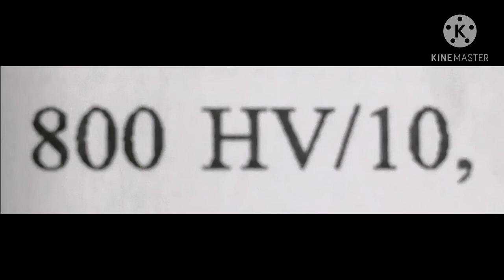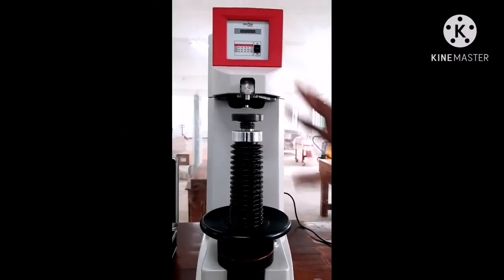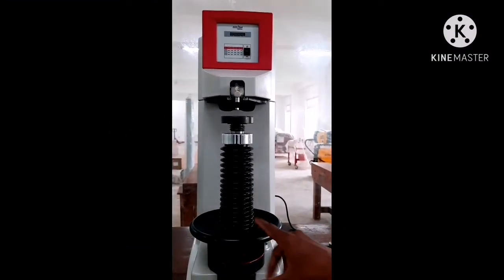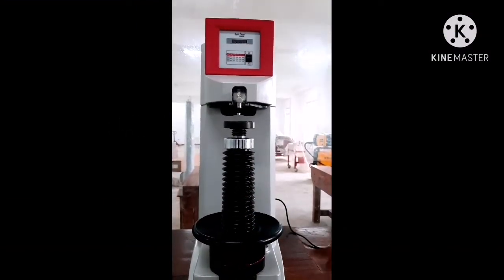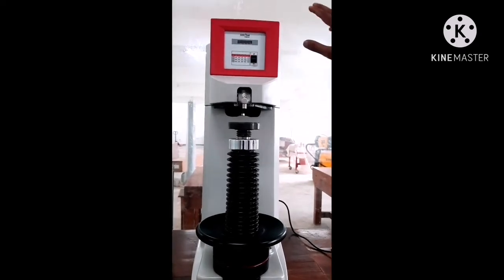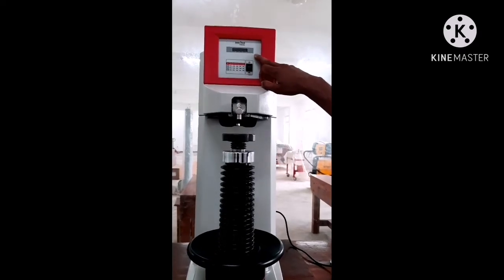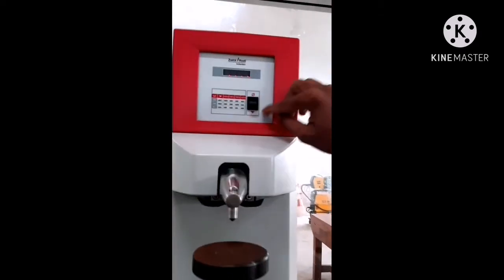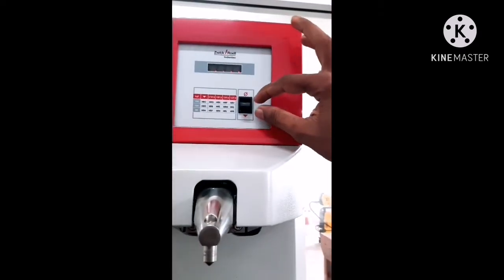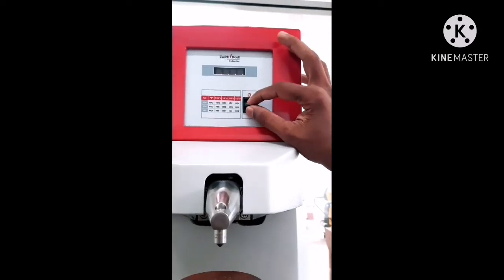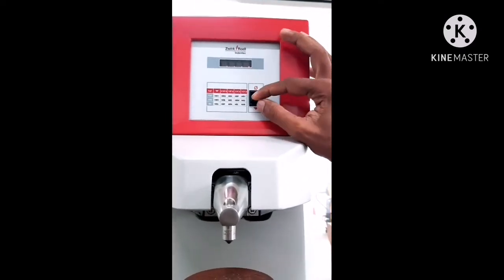Okay, now let's start the practical for the Vickers hardness test and the Rockwell hardness test. This is the Rockwell hardness test machine. Here, we can see the different parts of this machine. If we look at the top, there is a 4-digit LED display which is used to display the measured hardness result and to monitor the progress of the test.